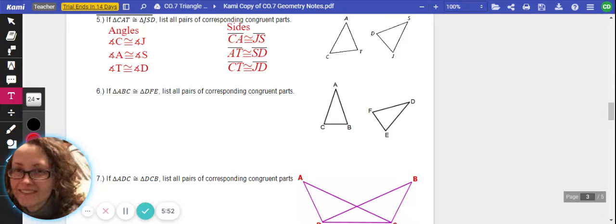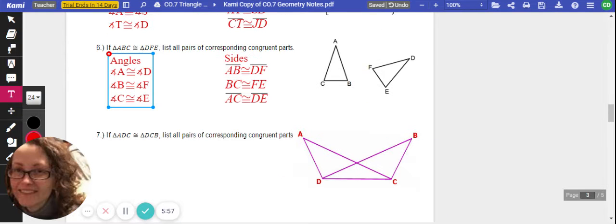I encourage you to go ahead and pause your video, and then I will put up the answers here shortly. Alright, so for my angles, the first one in this triangle and the first one in this triangle give me A and D are congruent, the second two, B and F, are congruent, and the last two, C and E, are congruent. Then my corresponding sides are also going to be congruent, so AB is congruent to DF, BC is congruent to FE, and AC is congruent to DE. First and last, first and last.